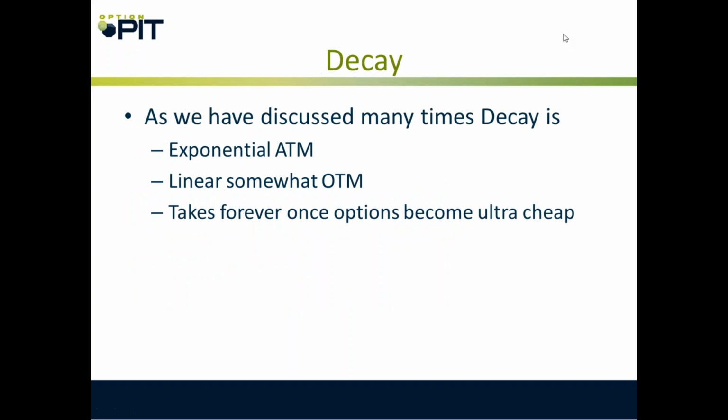So I've discussed this many a time. Decay is exponential at the money. It is linear somewhat out of the money and then takes forever once options become ultra cheap. I mean, that's really how it works, right? Once an option becomes worth a dime, its theta just slows to a crawl.